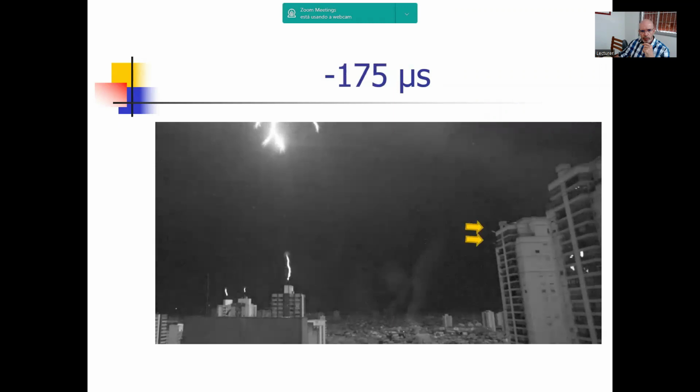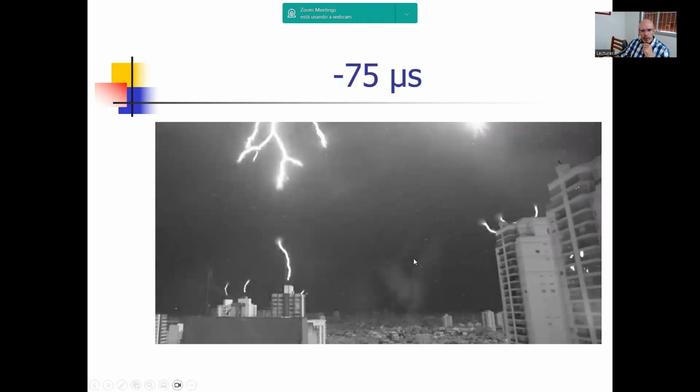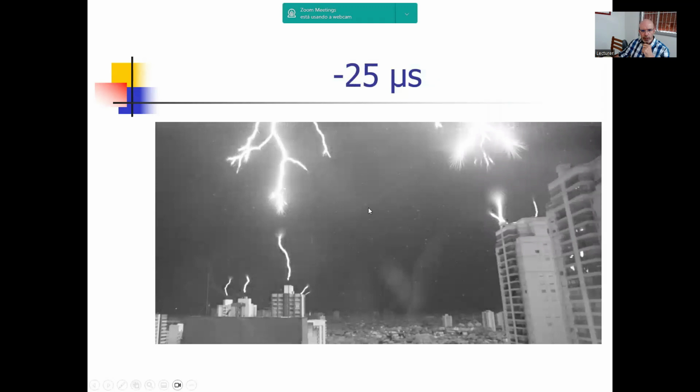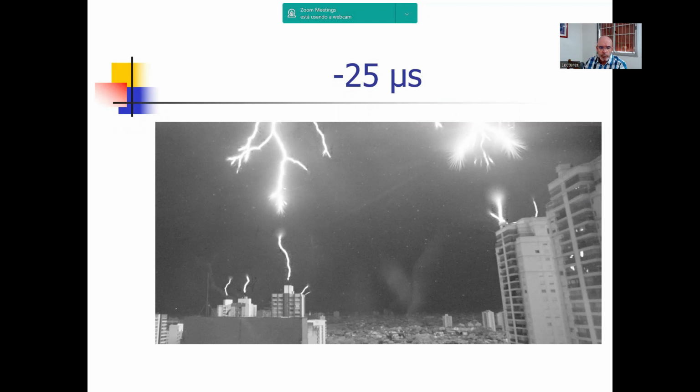So here you see the left branch of the downward leader, and you can see also the corona at the tip of the positive leader. See other buildings participating, and now you see the right side branch of the downward leader, and eventually they will connect. So these two video files, case E and F, that we recorded, were recorded by a Phantom camera B2012 running at 40,000 frames per second.